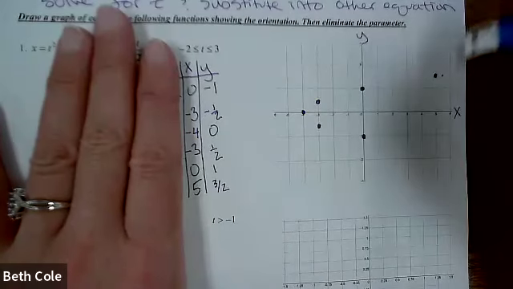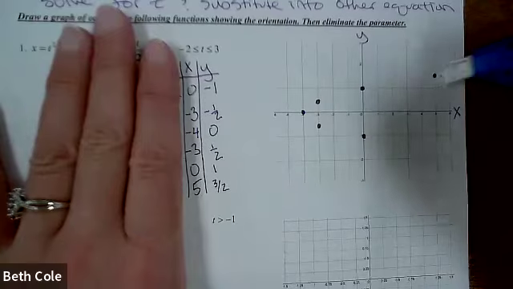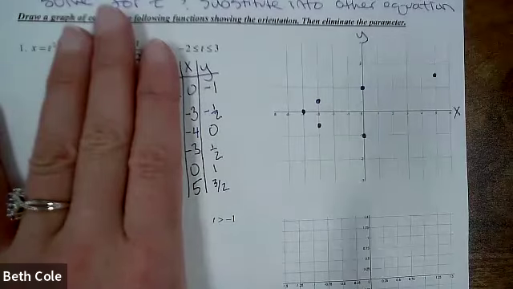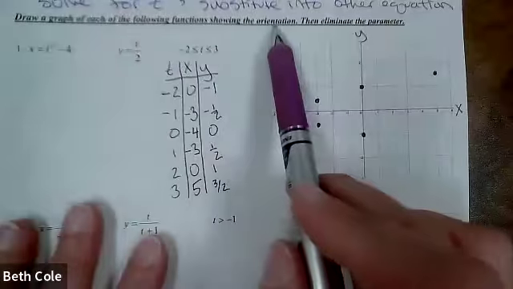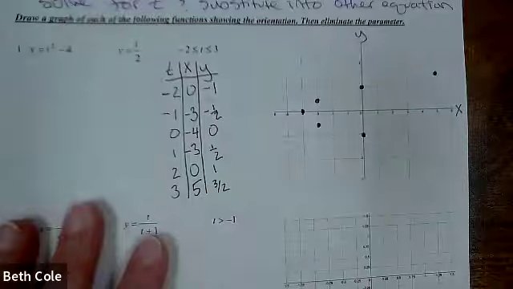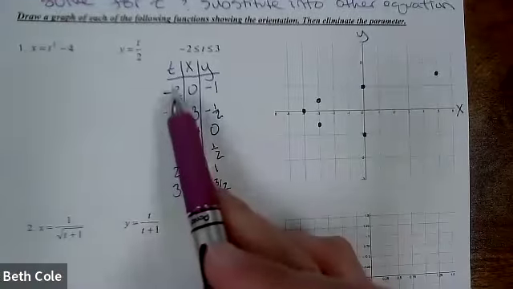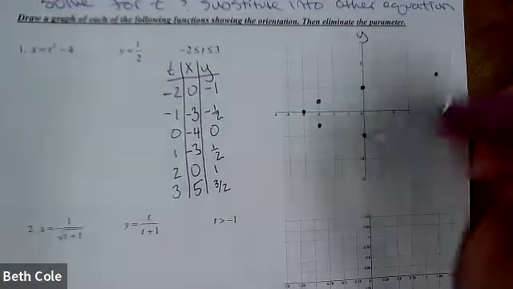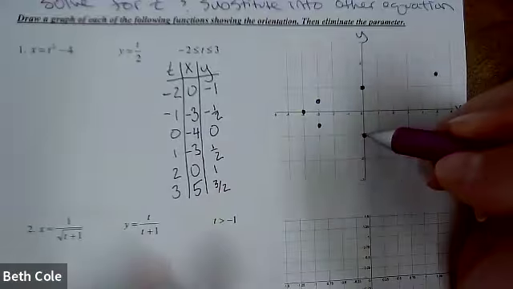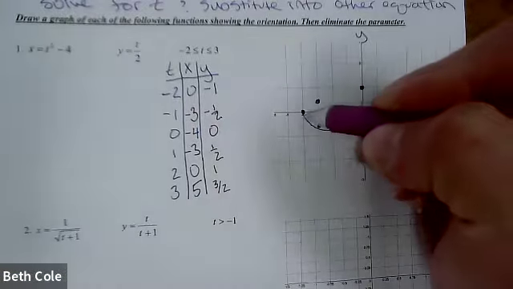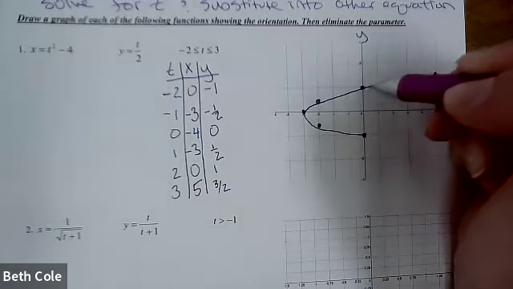Now, when you graph these, we're going to stay between those points because those are the only t values that we had. If you read the directions there, it says show the orientation. That's the direction in which your particle is moving. It's particle motion. So our t values go from -2 to 3. So we're going to start here. This is the point that we got from -2. And it's going to go this way as we connect them.